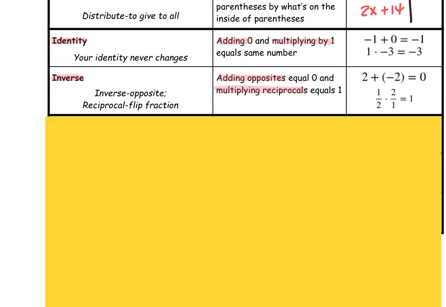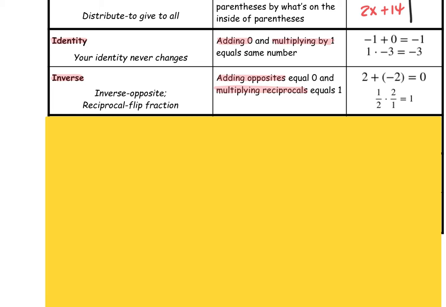The next two algebraic properties are called the identity property. You can think of your identity. It never changes. So when we're talking about identity property in math, we're thinking of what can you do to a number that will not change it. Well, adding 0 will never change the value of a number. So -1 plus 0 equals -1. Multiplying by 1 will also not change the value of a number. So 1 times -3 gives you -3.